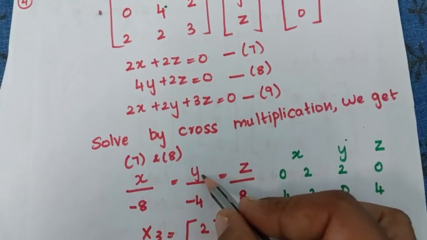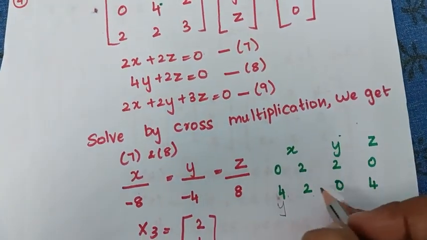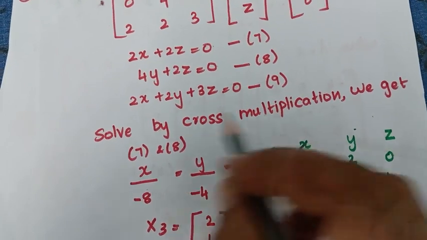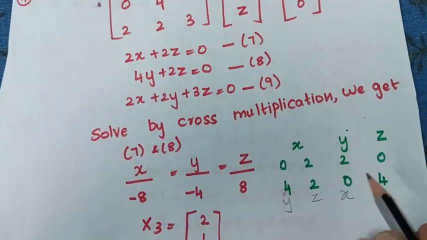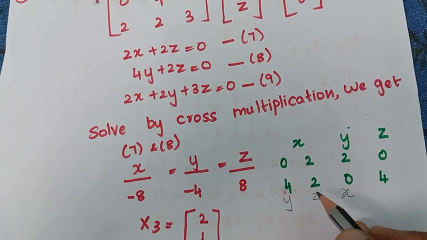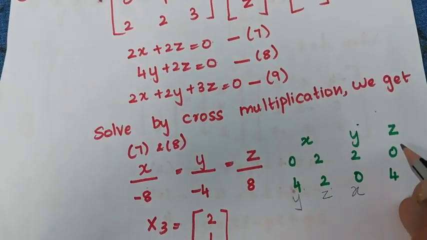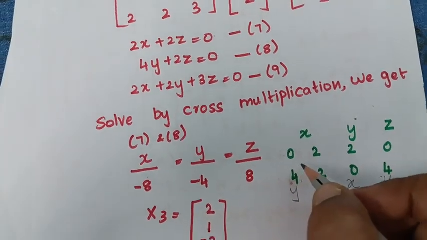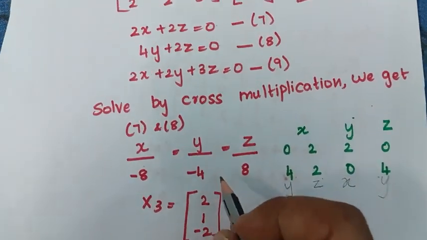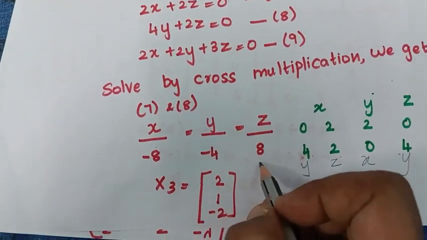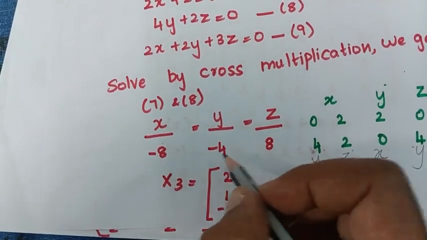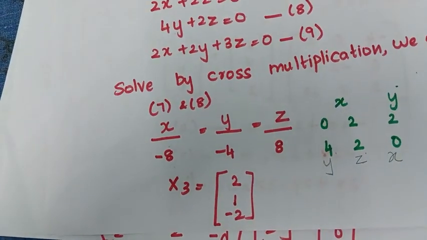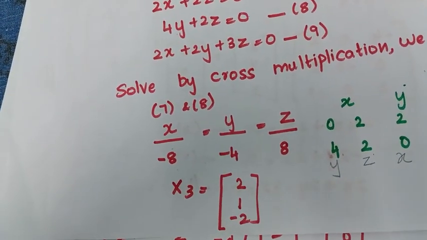Next, for y we write x and z. I have written z here, so I have written x. x is 2 here and 0. Multiplying 0, we get minus 4. Then for z, x and y, I have written y here again, so 8 minus 0. Here also we take 4 outside, so 2, 1, 2. So (2, 1, minus 2). This is an eigenvector for lambda equal to minus 3.